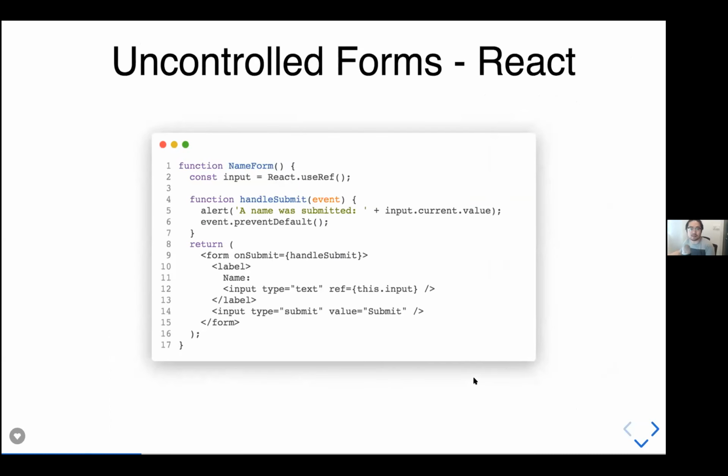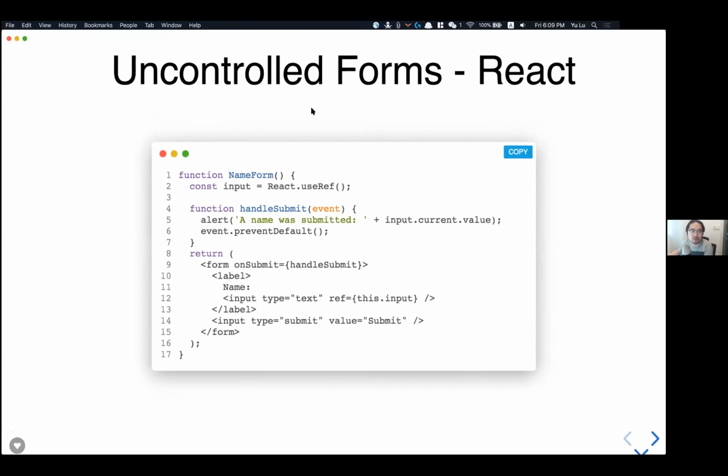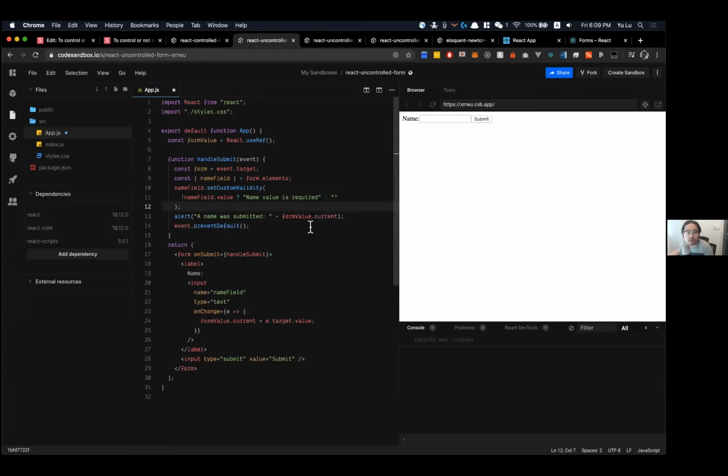And on the other hand, we have uncontrolled forms. And this is actually one of the approaches listed on React's official documentation. In order to write an uncontrolled form, the way that the React official documentation suggests is to use ref. So basically, you are attaching a ref to your input component like this. And when you actually submit your form, you take the value of your input component like this. So this is the example of that.